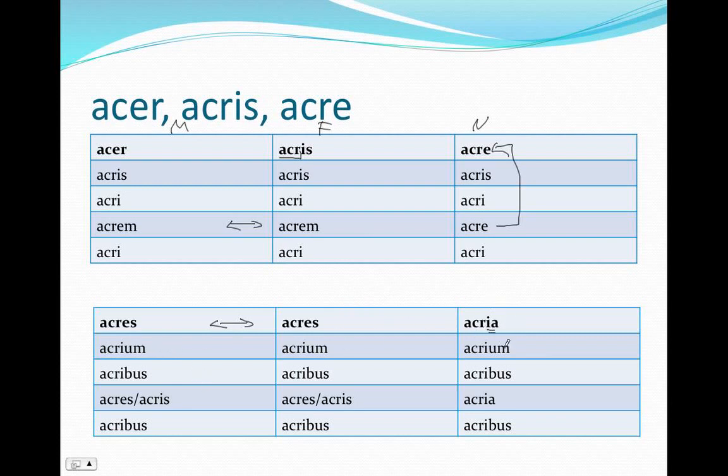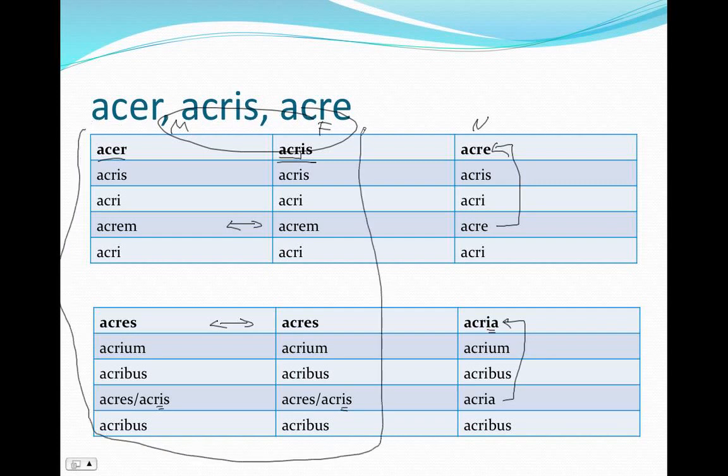Genitive plural, acrium, acrium, acrium, all the same. Dative plural, acribus, acribus, acribus. Accusative plural, acres or acris, because this is an I-stem, and acria, because it has to be the same as our nominative. And acribus for the ablative. So we call these adjectives of three terminations, but in reality, other than in the nominative singular, acer and acris, the masculine and the feminine are the same. So these two decline identically except for the nominative singular, and then you have the neuter.